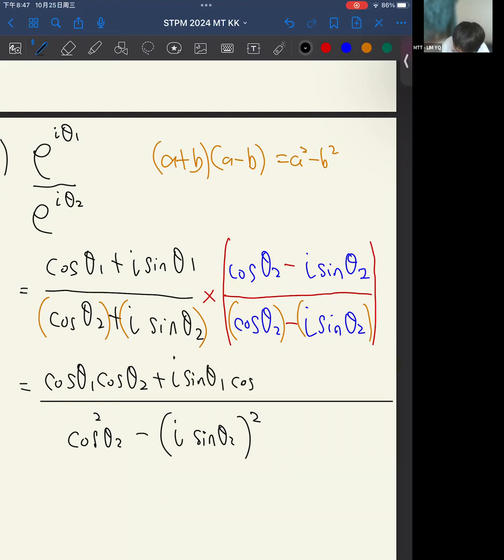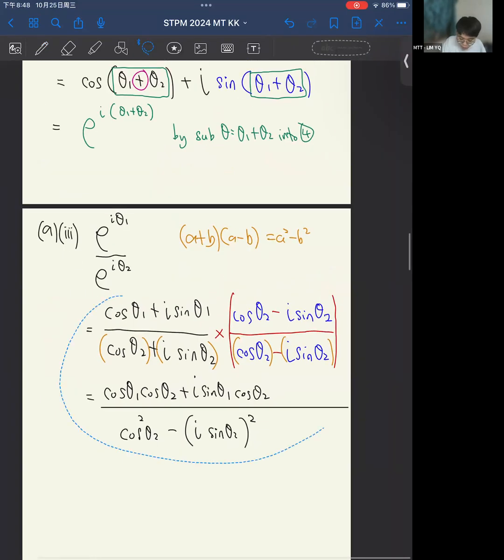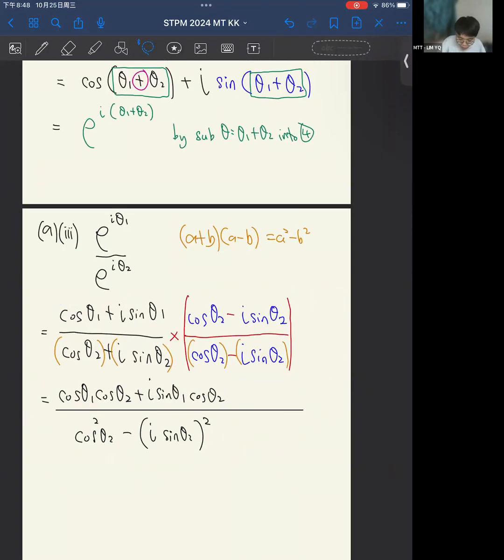Cos theta 2. Why? Because we have two brackets, multiplication bracket by bracket. So you have 4 terms. The third term, I think it's minus, minus. First one, second one, okay, the third one. The order doesn't matter, as long as there are 4 terms, then it's okay. The last one is minus i squared.